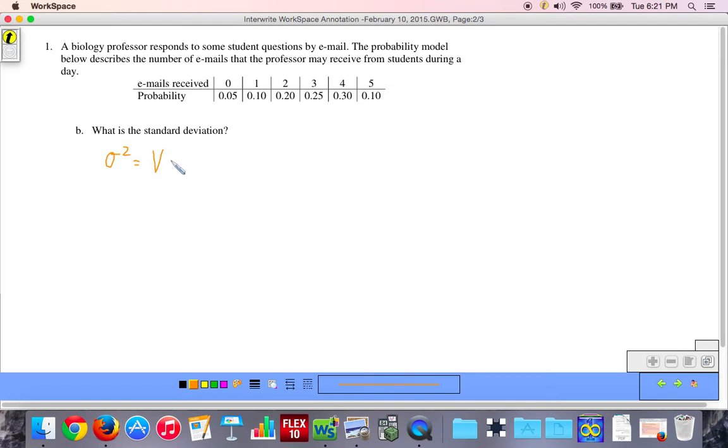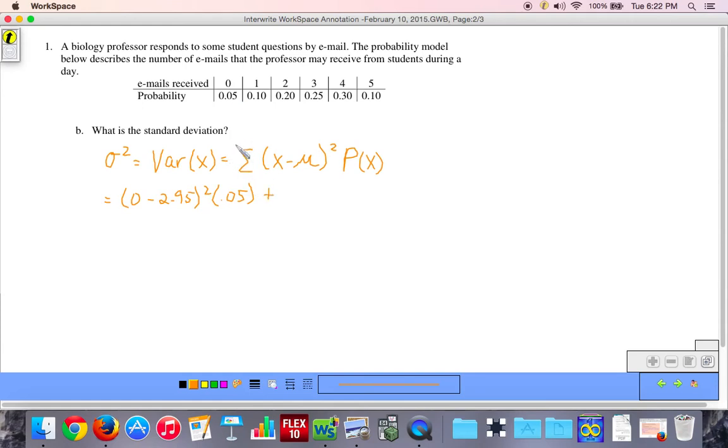The variance of X is equal to the sum of X minus mu, squared, times the probability of X. So again, we just plug and chug. So we've got 0, take away 2.95, squared, times 0.05. So here's my X. My mu, I calculated in part A. My mu is 2.95. And there's the probability of X.